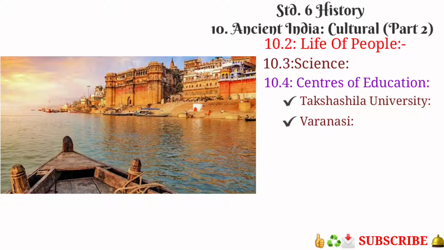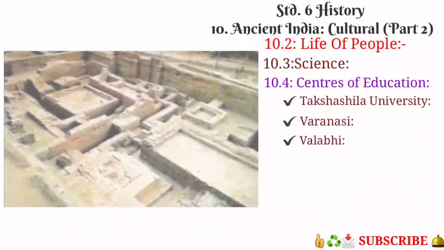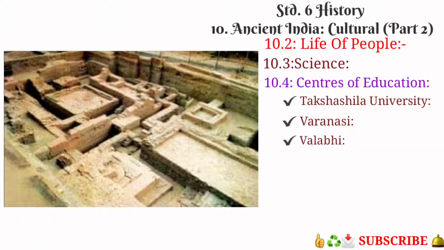So, now we shall study the next, okay, that is Vallabhi. Vallabhi was an ancient city in Saurashtra, Gujarat.